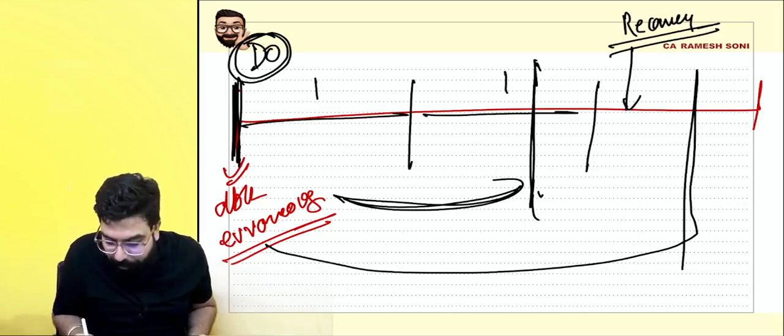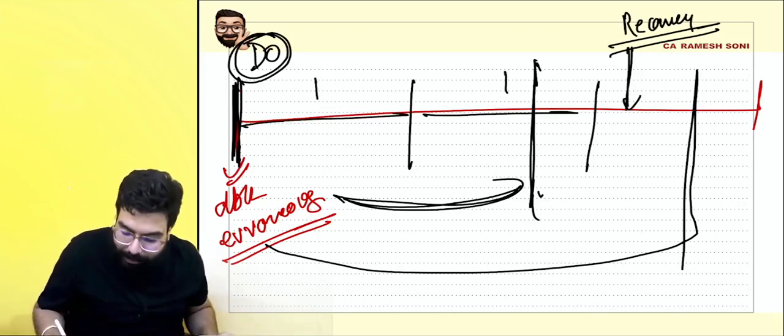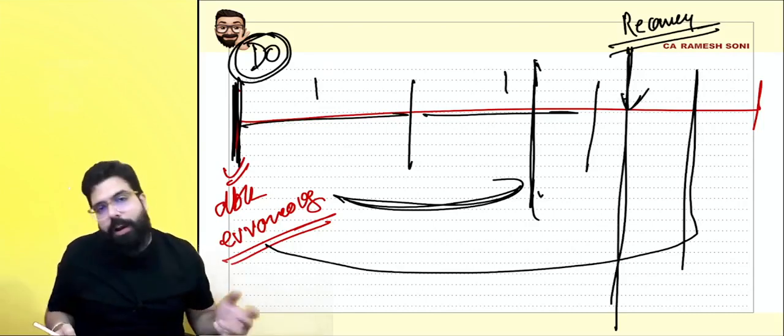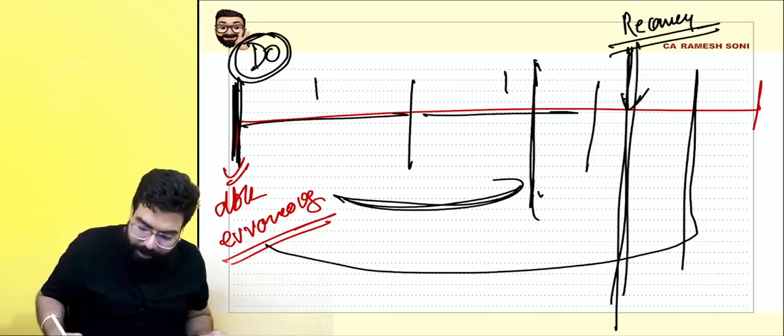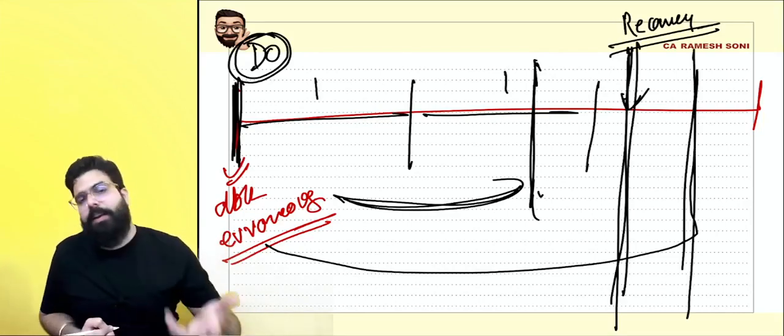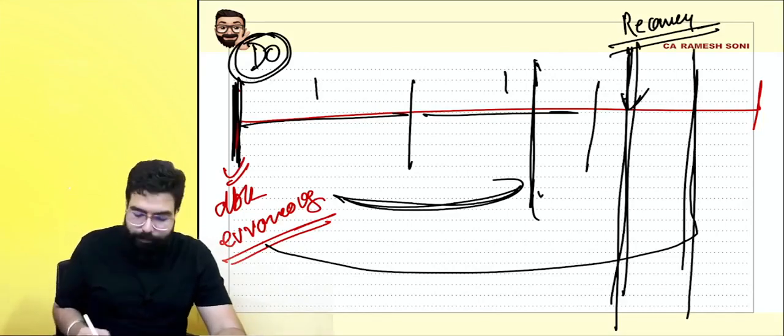But if you don't pay within 2 months, then recovery will start. And once the recovery is done, till the date of recovery, you'll have to pay interest. If recovery is done till here, you have to pay till here. If recovery is done till here, you have to pay interest till here.